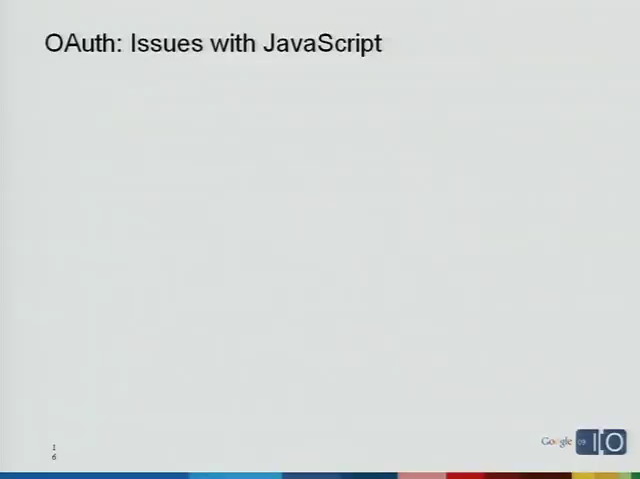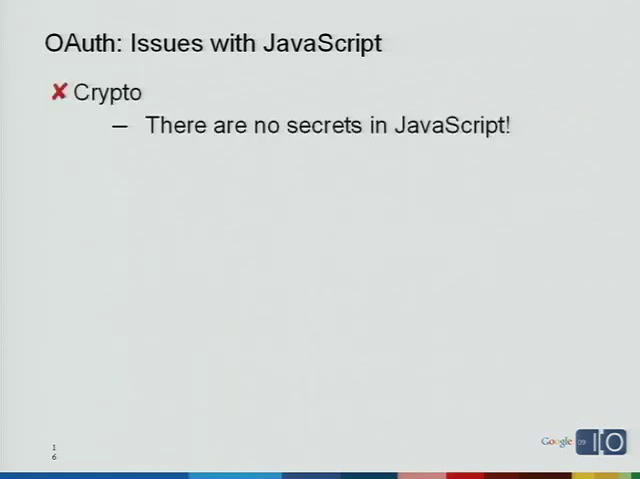So that's kind of the OAuth process in a nutshell. However, the OAuth process has some issues when being used in JavaScript. First, you've got this issue of crypto. I mean, you can do cryptography in JavaScript, but your user, or some malicious user, is always going to be able to hit Control U or Command U. They're going to be able to view the source, and at some level, you're always worried that the user can get at your crypto secrets. So there really are no secrets when using JavaScript.